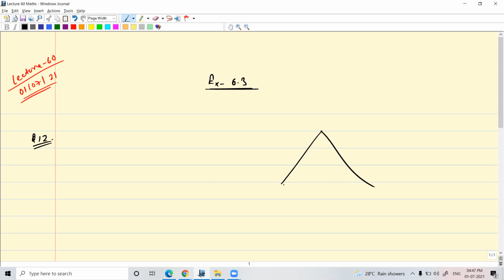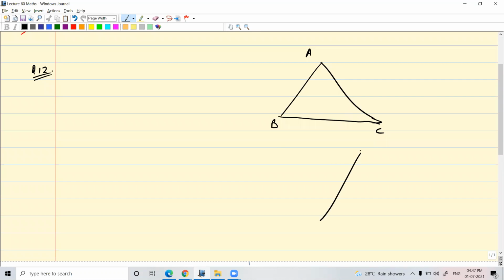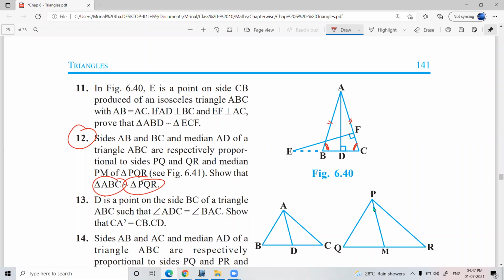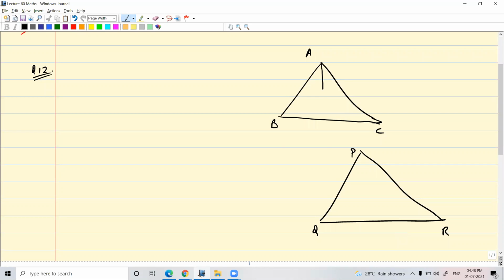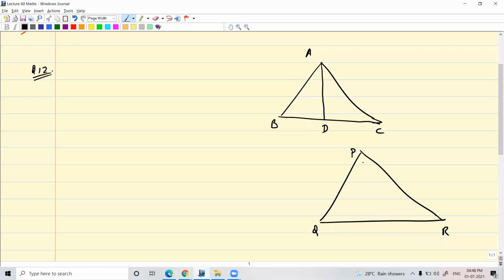So there are two triangles, ABC and PQR. That's what they asked, right? ABC and PQR are similar. So let's draw them as similar triangles. Now AB, BC and AD. So we have to draw a median AD like this. And for the other triangle, what is that? PQ, QR and median PM. So we have to draw a median PM like this.